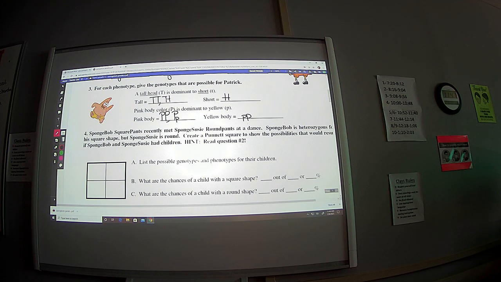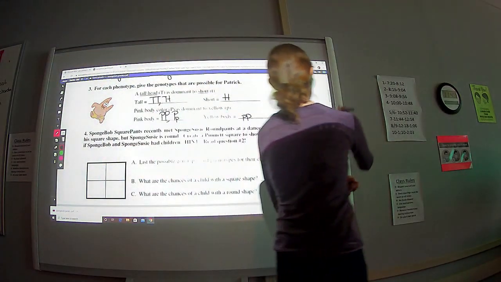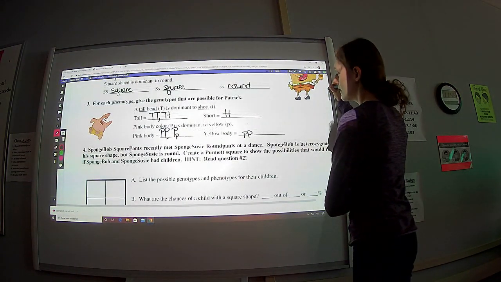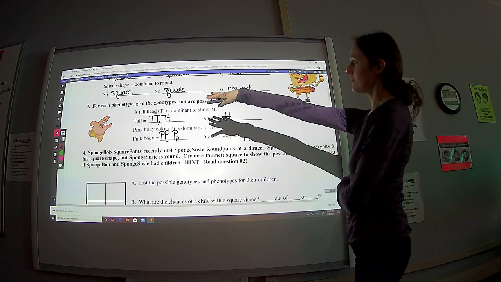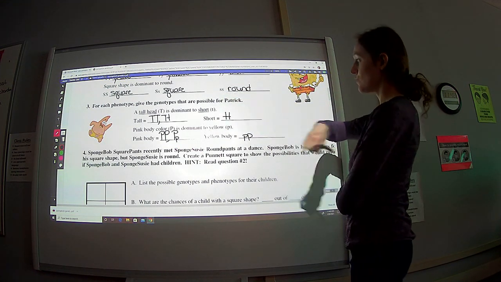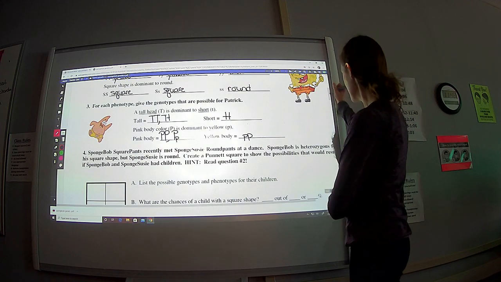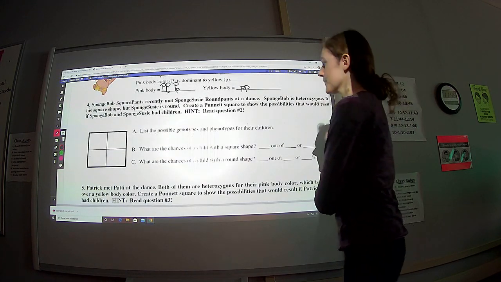SpongeBob SquarePants recently met Sponge Susie Roundpants at a dance. SpongeBob is heterozygous for his square shape, but Susie is round. Create a Punnett square to show the possibilities that would result if SpongeBob and Sponge Susie had children. Hint, read question number 2. So it tells you to go back to question 2 only because it talks about their shape. So we know that if she is round, she's going to be recessive. And that's the only reason it's telling us to go back to that one.